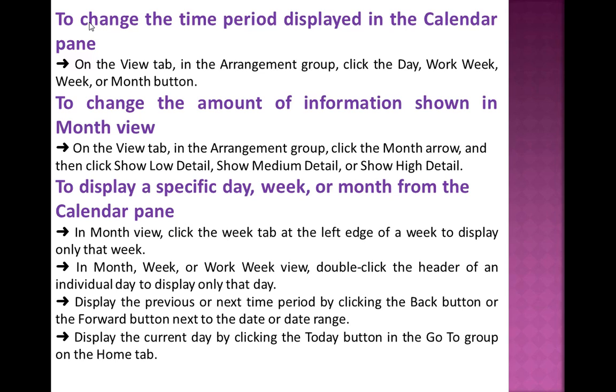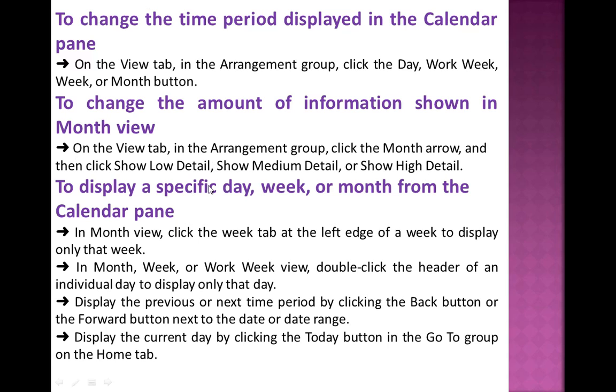month button. Then, how to change the amount of information shown in month view. On the view tab, in the arrangement group, click the month arrow and then click show low details, show medium details or show high details. Means if you want to change the view of the calendar as a month, there are multiple options like low details, medium details or high details.